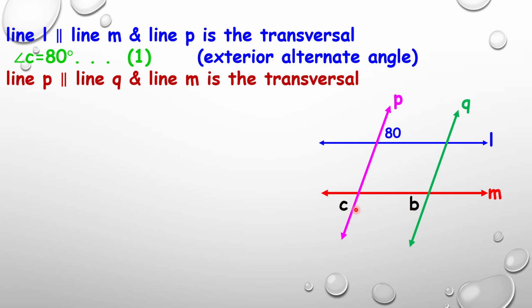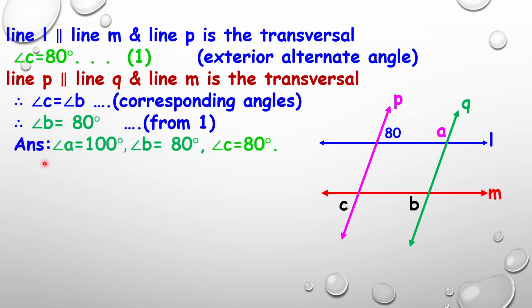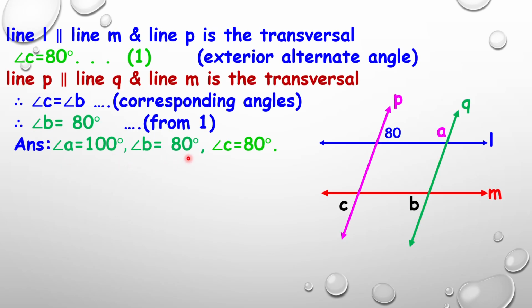Correct. Angle C and angle B are corresponding angles. So angle C is equal to angle B, corresponding angles. Therefore, angle B is equal to 80 degrees. We know the value of angle C is 80, therefore angle B is also 80. So the answers are: angle A is equal to 100 degrees, angle B is equal to 80 degrees, angle C is equal to 80 degrees.